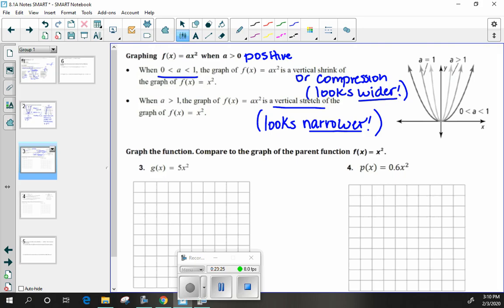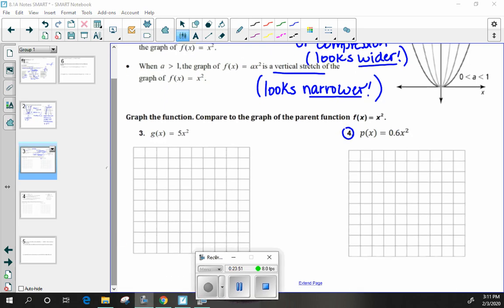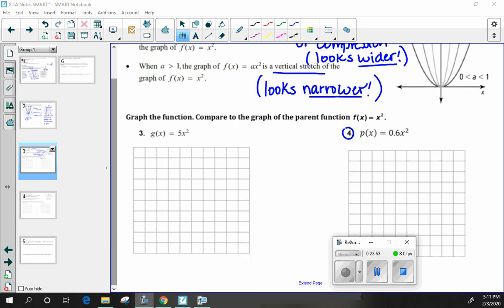but here on the video, just make sure you write that down and you understand that when you have a leading coefficient between 0 and 1, that's a fraction or a decimal, for example, like number 4 here, we would expect that graph to get wider, what we call the vertical compression. And if it's a number greater than 1, then we expect the graph to look narrower and be a vertical stretch. Okay? So let's graph at least 1 or 2 of these and see that in action.